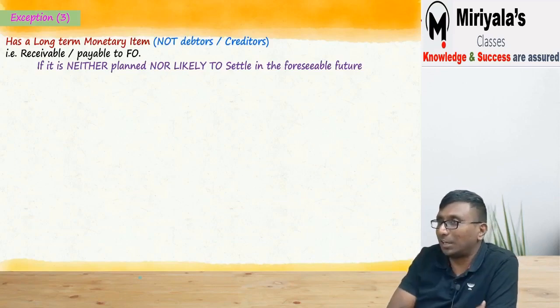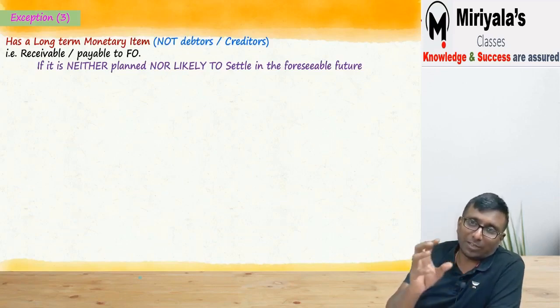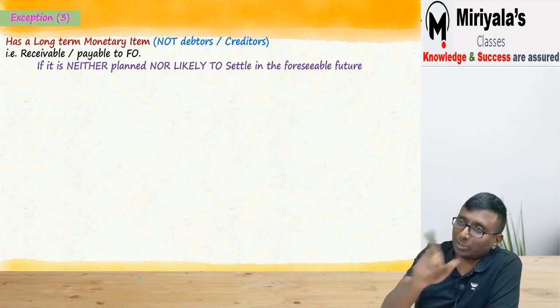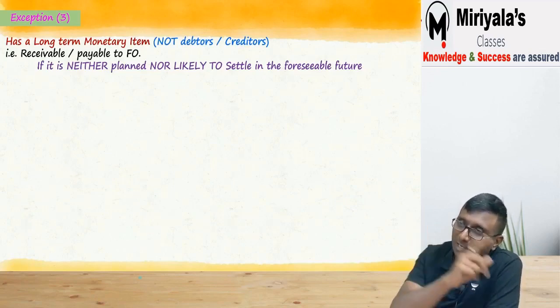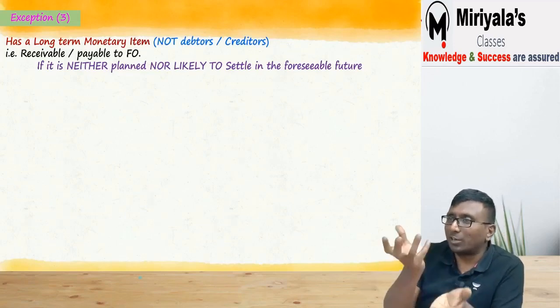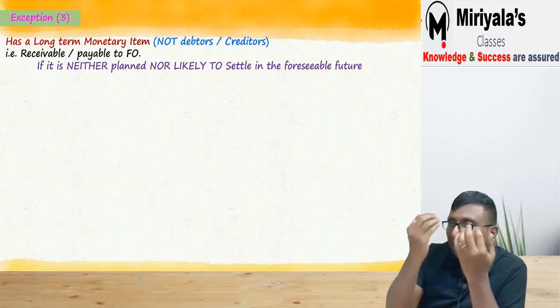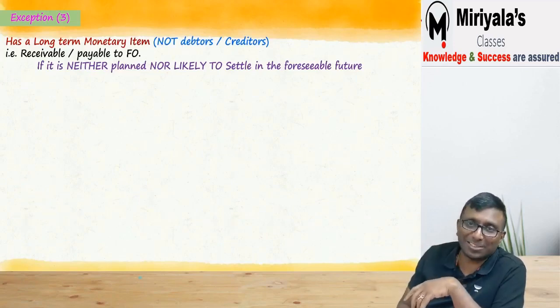Now, normally, tell me, what happens? If it is a long-term foreign currency receivable or payable, receivable or payable is nothing but a monetary item. A monetary item has to be restated. Once restated, the gain or loss should go to P&L. Correct? Simply you are transferring it to P&L. But if the money is not coming, where is the fluctuation gain or loss?